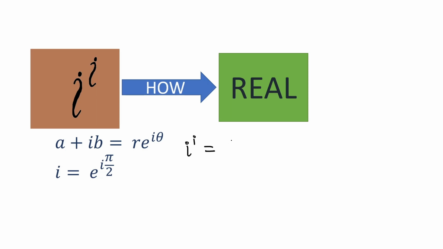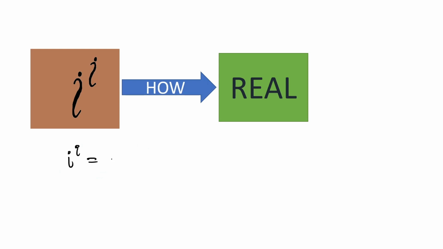i raised to the power i equals, the base i can be substituted with e raised to the power i pi by 2. So it becomes e raised to the power i pi by 2, raised to the power i. The exponents will get multiplied and we will get e raised to the power i square times pi by 2. We know that i square is negative 1. So we will get i raised to the power i equals e raised to the power negative of pi by 2. i raised to the power i is coming out to be e raised to the power negative of pi by 2. And if you look carefully, this is a real number.